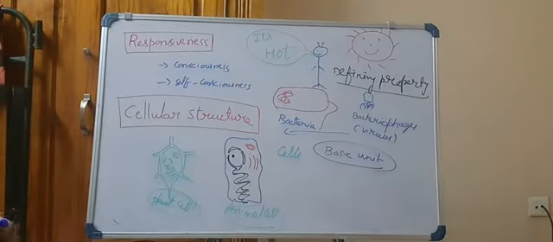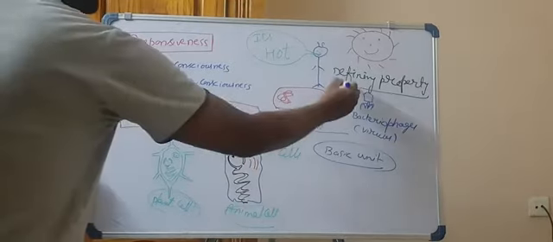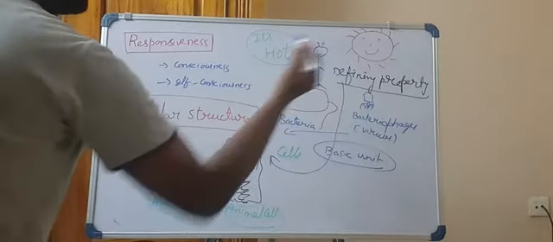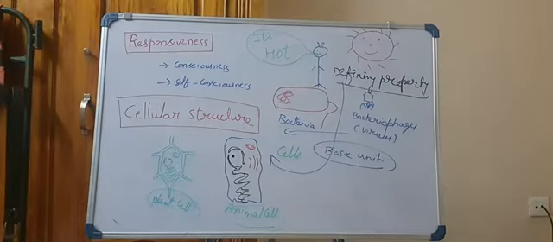So cellular structure is exhibited by all living beings without any exception. That's why this is also a defining property. Cells combine together to form tissues, tissues combine together to form organs, organs combine together to form organ systems, and organ systems combine together to form an organism, right? So this is about cellular structure.